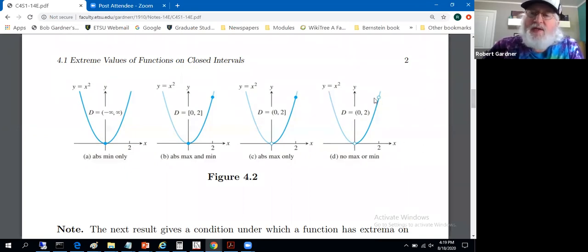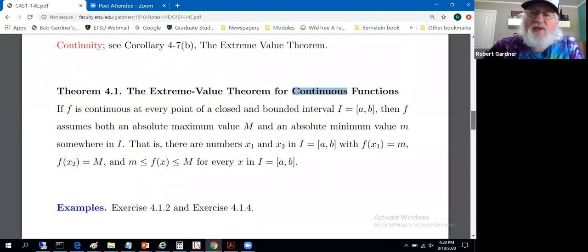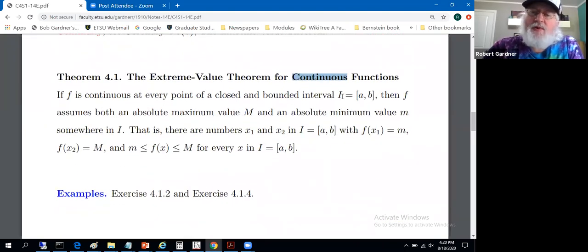It's got holes poked in the end, but yeah, it's continuous at all points of the domain, strictly between 0 and 2. So all these are continuous functions. So there must be more to it than just continuity. There is.